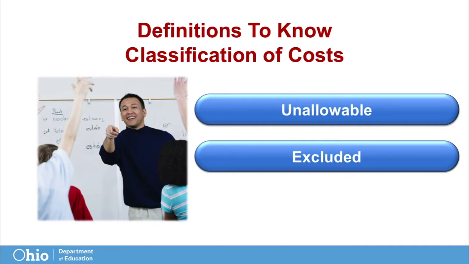Excluded costs will not be part of the indirect cost rate computation. Excluded costs include capital outlay, debt services, judgments against the school districts, certain transfers, internal service fund expenditures, and prior indirect cost recoveries.